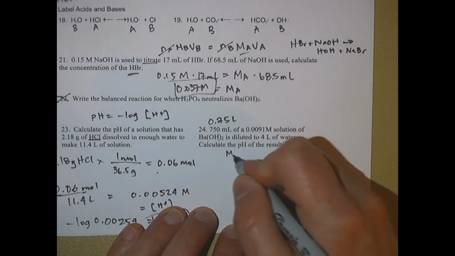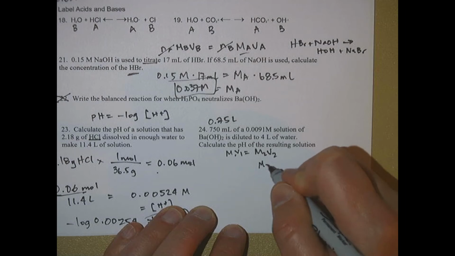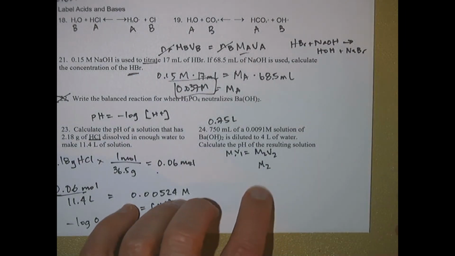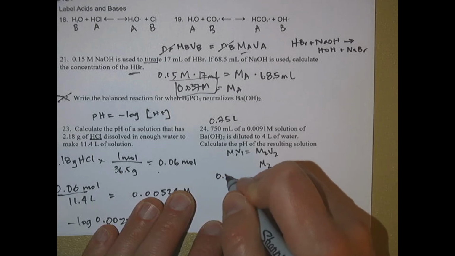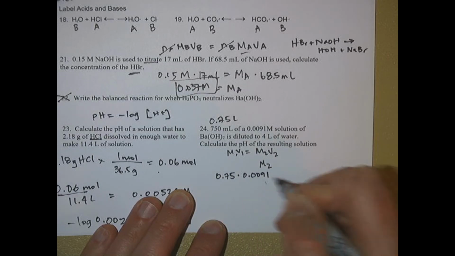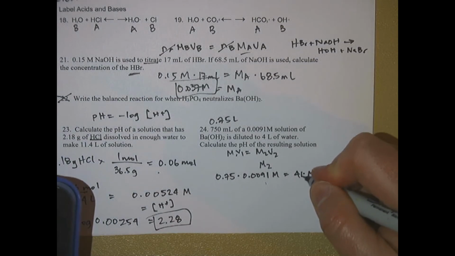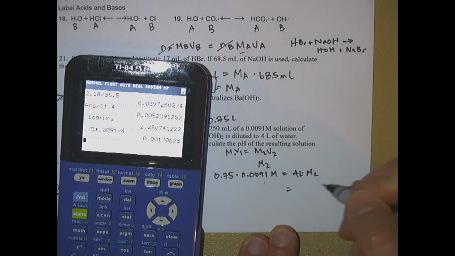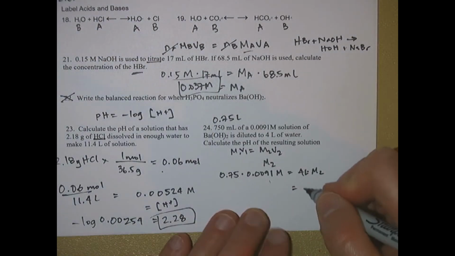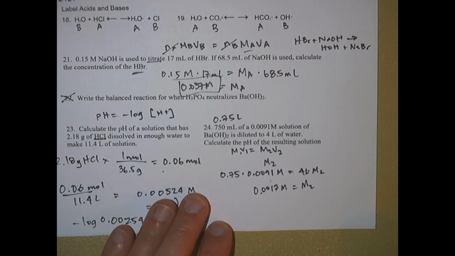In this problem, we're going to use the M1V1 equals M2V2 equation, and we're going to solve for M2. And that M2 is concentration, and if we want to find pH, again, pH is negative log of H+, so we can get ourselves pretty close with that. So set it up as 0.75 times 0.0091, and put a 4 there and solve for M2. So it'd be 4 liters. So 0.75 times 0.0091 divided by 4, and you're going to get 0.0017 molar.